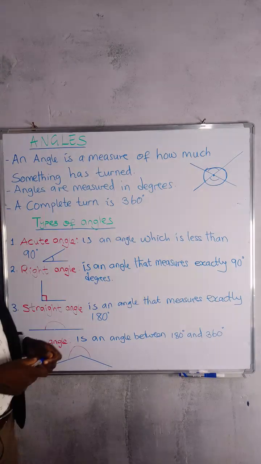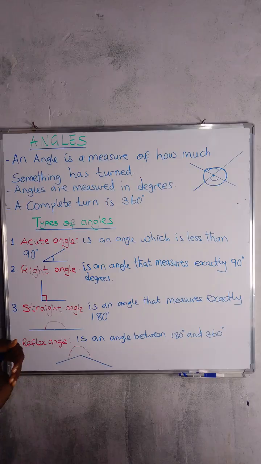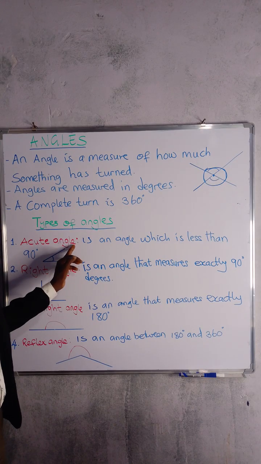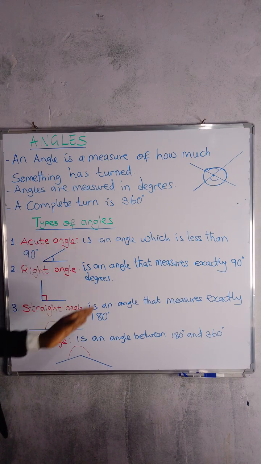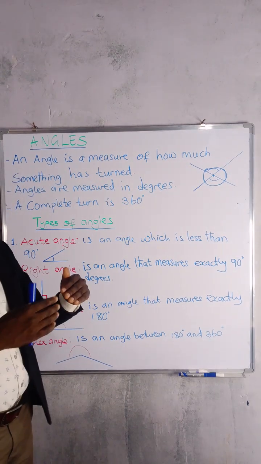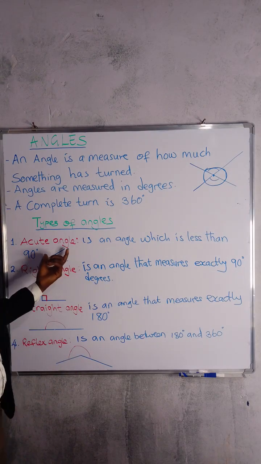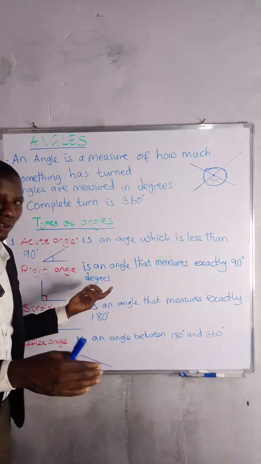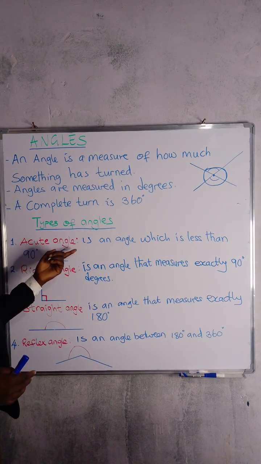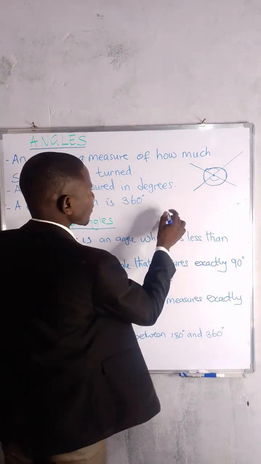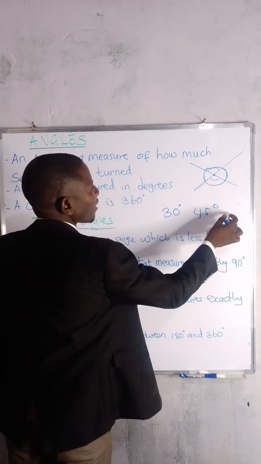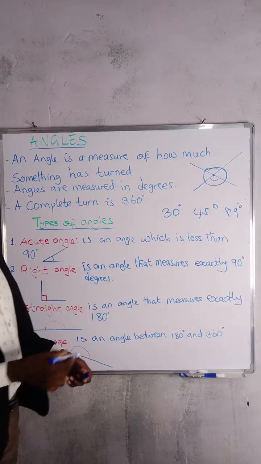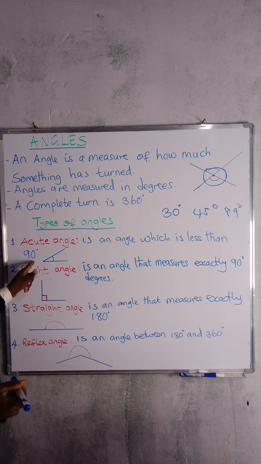Now let's move on and talk about the types of angles. We have different types of angles. Number one, we have an angle which is called an acute angle. This is an angle which is less than 90 degrees. All angles which are less than 90 degrees are called acute angles, meaning that angles like 30 degrees, 40, 45 degrees, 89 degrees, all these are acute angles. Why? Because they are less than 90 degrees.